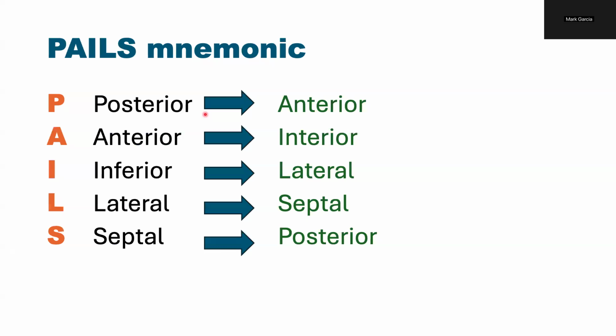And this is what it looks like. So if you remember the PAILS mnemonic, then you'll remember which area is reciprocal to what. And that becomes important when we're trying to work out the differences between what you think is an ST elevation versus what may be something quite benign.